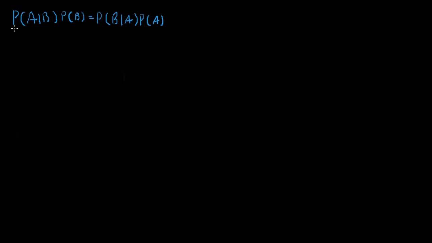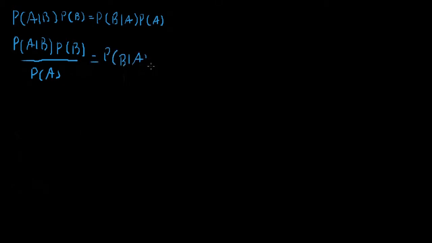We already have this formula that we derived before, but now what happens if I divide through? So I'll say P of A given B times P of B divided by P of A equals P of B given A. So now I can write this in terms of things that hopefully I already know.